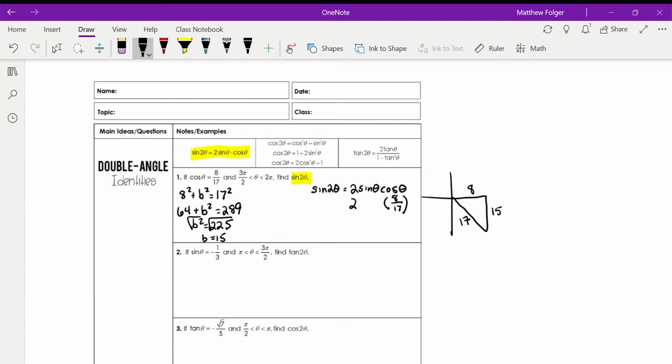So now we know what sine theta is. Sine theta is opposite over hypotenuse, but you also have to take into account what quadrant you're in. Cosine is positive here. Remember ASTC. But sine is negative, so it's negative 15 over 17. The last step is just plug that in your calculator and you will get this big nasty fraction, negative 240 over 289, and that is the answer.